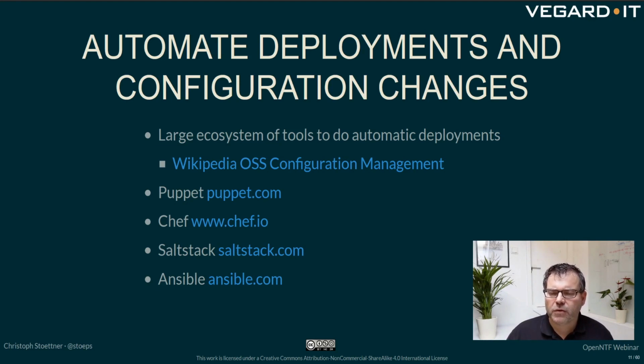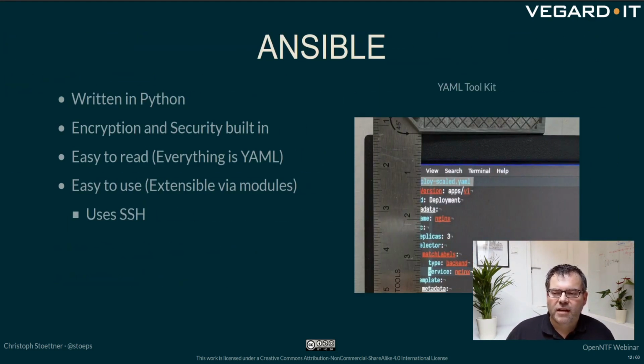So I already mentioned some of the tools. So there's Puppet, there's Chef, there's SaltStack, there's Ansible. And why are we talking about Ansible? I think Ansible is the easiest way to get into automation or configuration management. It's written in Python, so it's easy to extend functionality. The encryption and security is already built in, and for connections between servers, it just uses SSH. So in the Linux world, we already have most of the prerequisites to use Ansible in place.